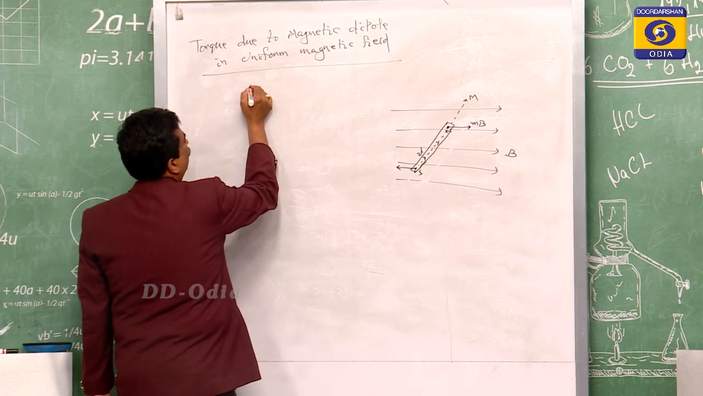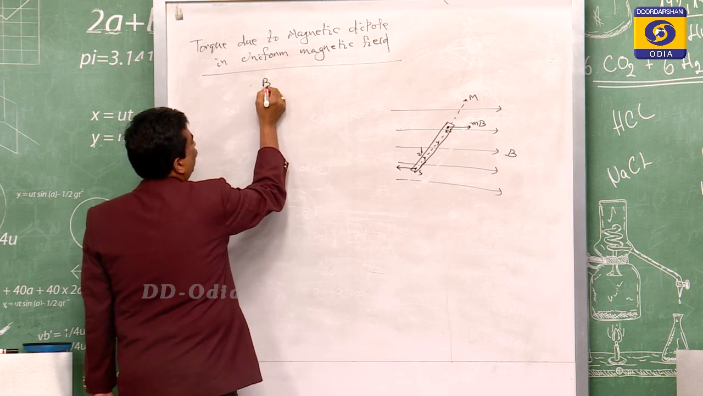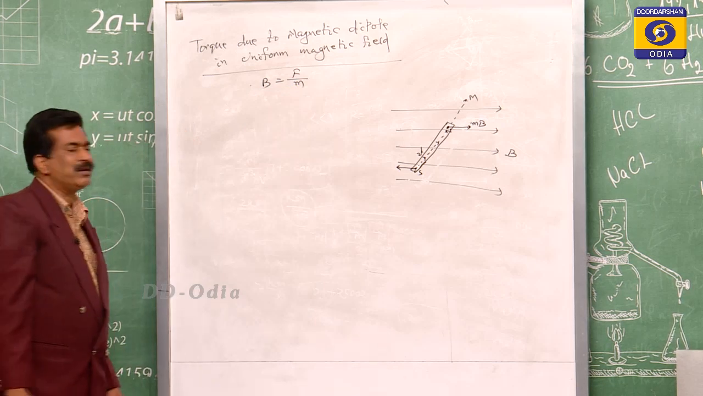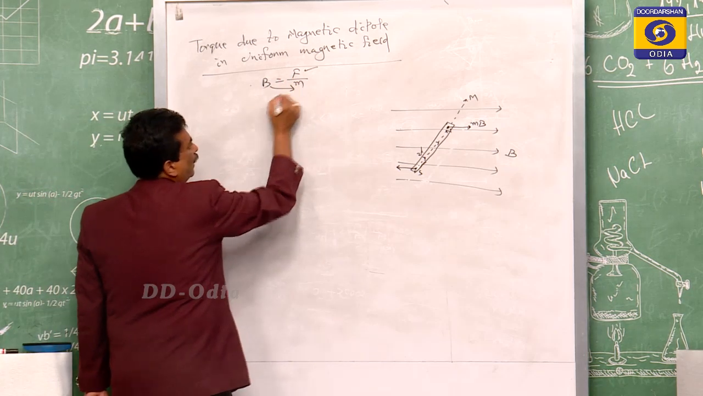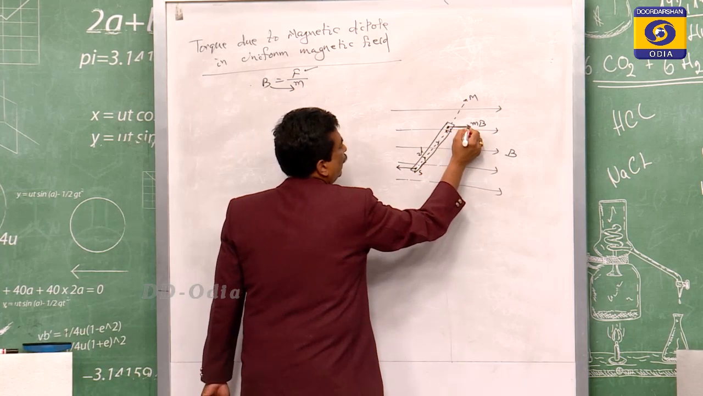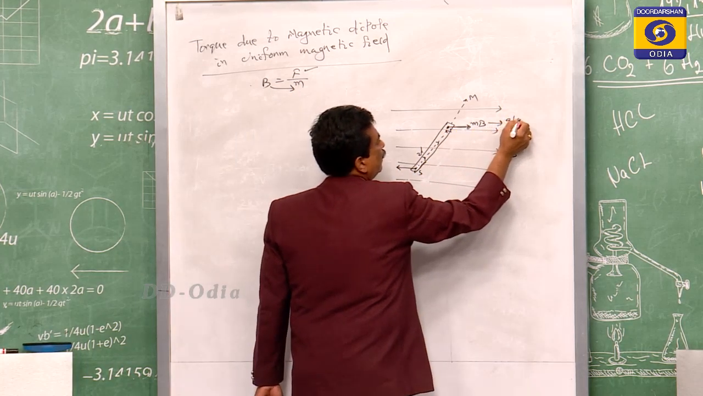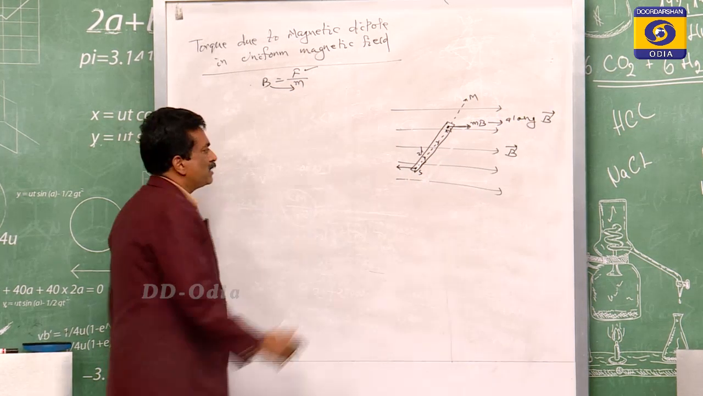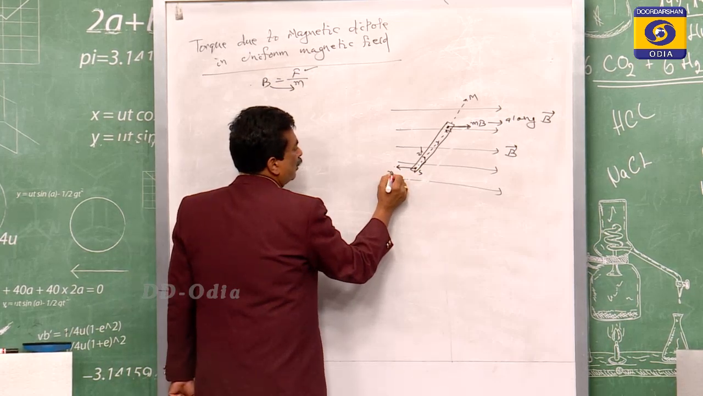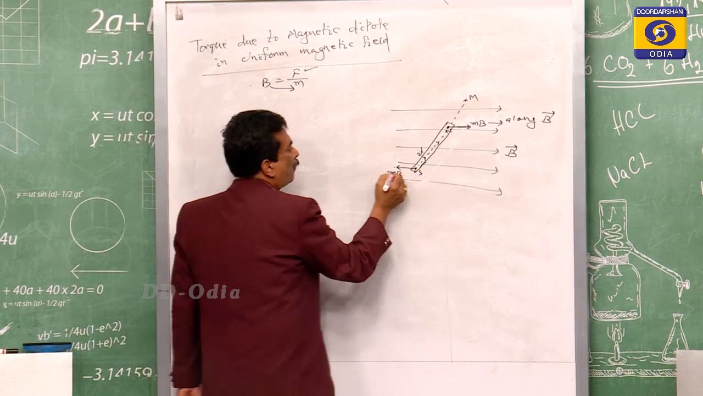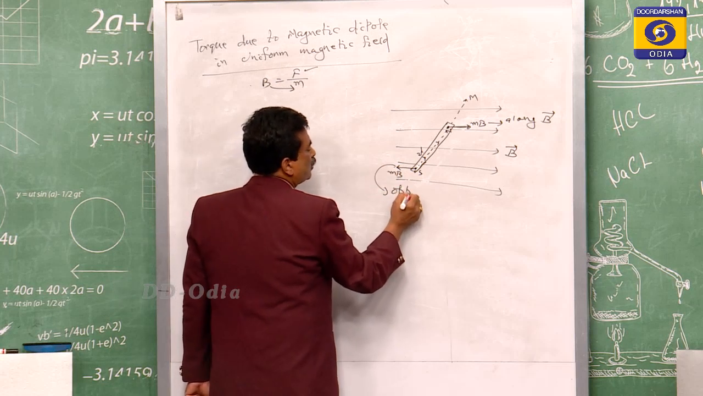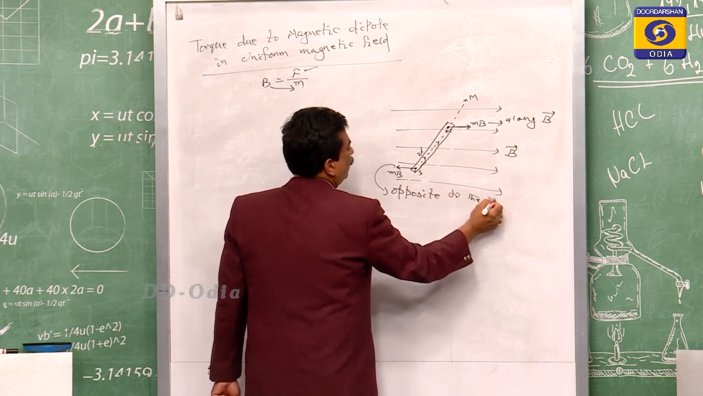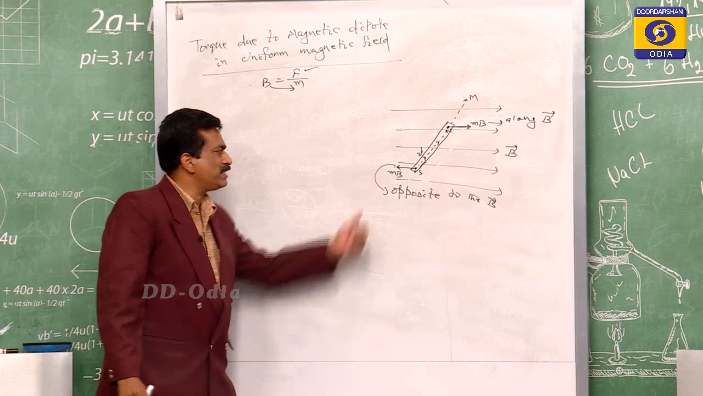We came to know that the magnetic field intensity B is equal to F by M, the force due to the unit north pole. So F will be equal to BM, along this direction, meaning it is along the B vector, the uniform magnetic field vector. Similarly, at the S pole, the force is also MB, but it is opposite to B, because B is directing from left to right.